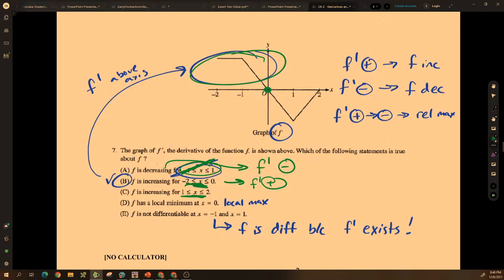And E says f is not differentiable at negative 1 and positive 1. F is actually differentiable, right? Even though this graph makes a corner at these points, f is differentiable because f prime exists, right? It was graphed. F prime would be not differentiable. So we can't take the derivative of the derivative, but we already did take the derivative and we already graphed it, right? There are no holes in this graph. So as long as we have no holes, no jumps, no discontinuities, f was differentiable.